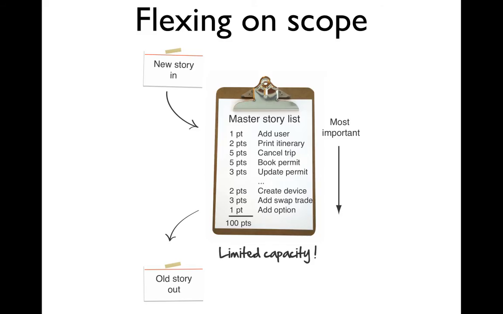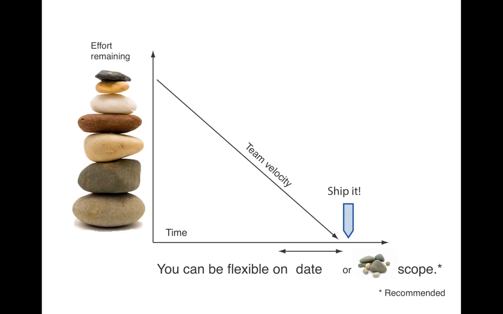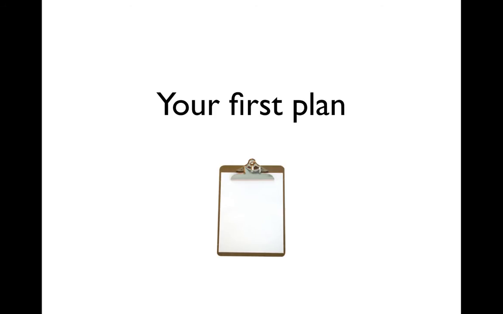But if it's all got to be done, you can keep the original scope and you can also flex on date. Just be careful though, flexing on date perpetually is one thing that unfortunately we're really good at in software projects, and this is a really slippery slope. So try to flex on scope, but know if you need to, you can also flex on date. All right, let's take a look now building our very first Agile plan.